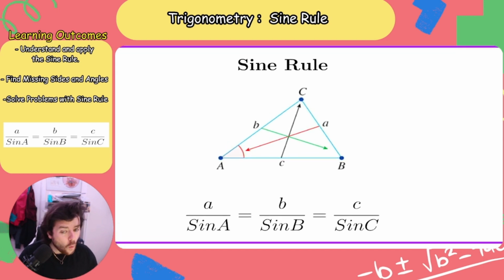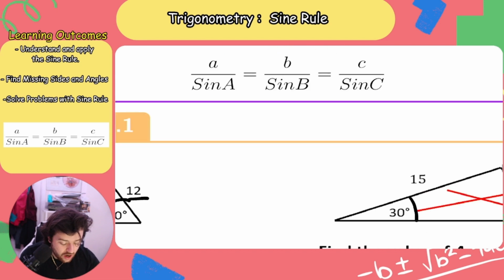So what is the sine rule? I'm so glad you asked. The sine rule simply states that the ratio, when I divide one side by the sine of the opposite angle to it, is the same for every side and angle. So a divided by sine A is the same as b divided by sine B, which is the same as side c divided by sine C. So it's the same for every single triangle.